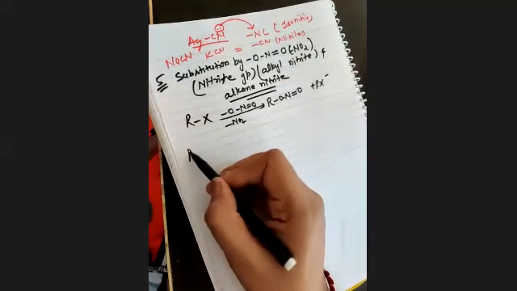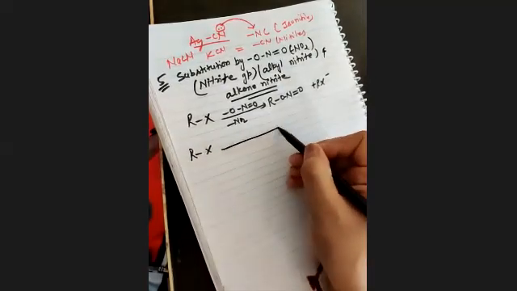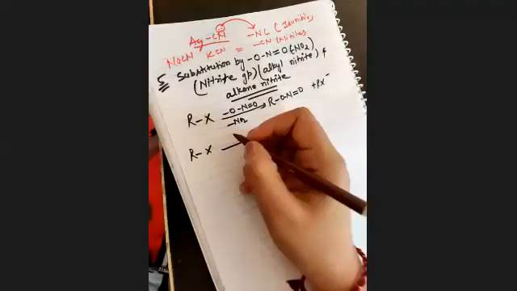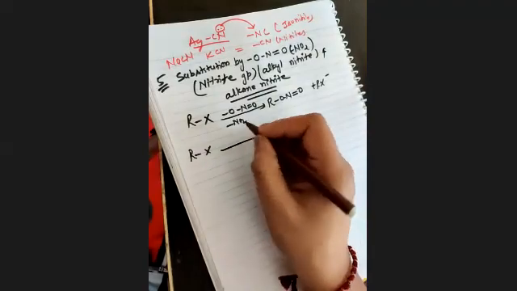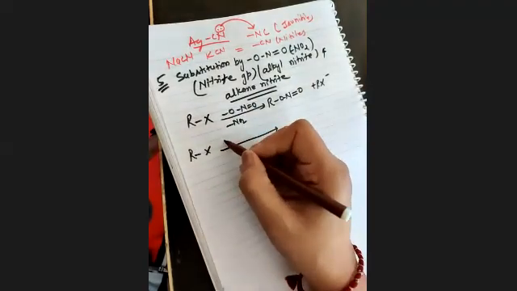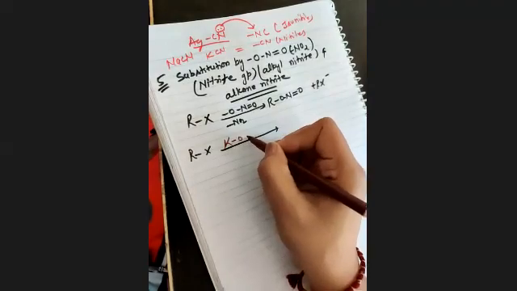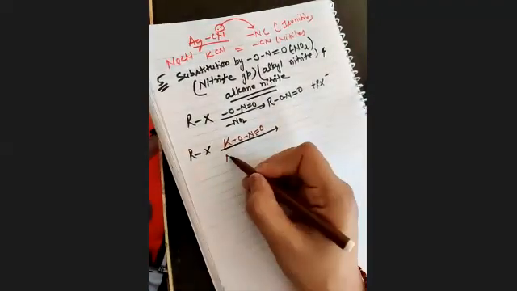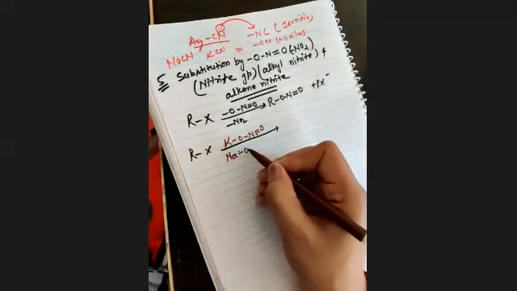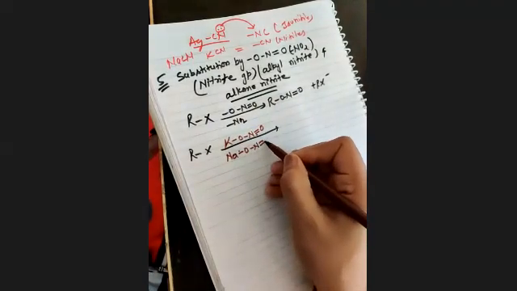But sometimes, to create confusion, they just give you a proper compound, meaning attached with a metal. For example, it is attached with K: KN double bond O, and NaN double bond O.